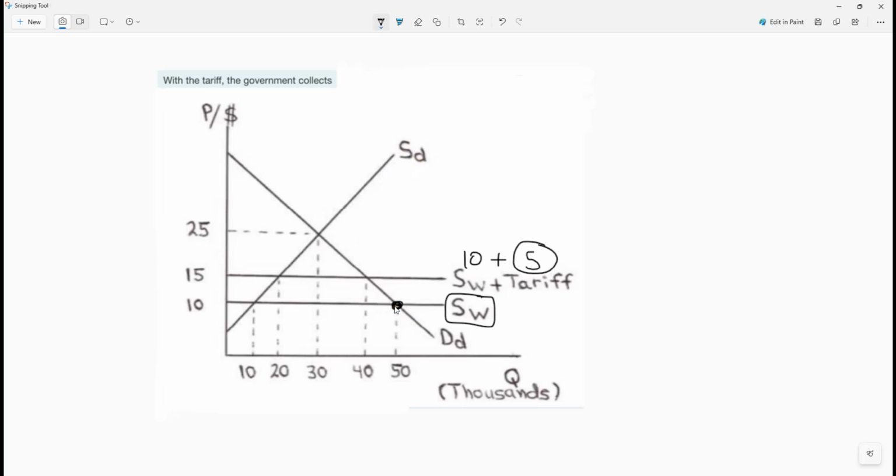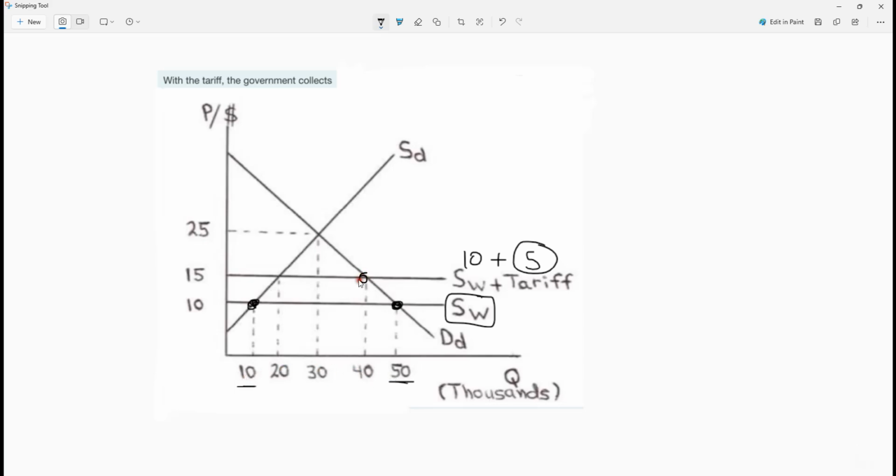So in free trade, the consumers would buy a total of 50, but follow this back to the suppliers. The domestic suppliers would supply 10. So that is a difference of 40. That difference there is 40. That's what comes from the rest of the world.